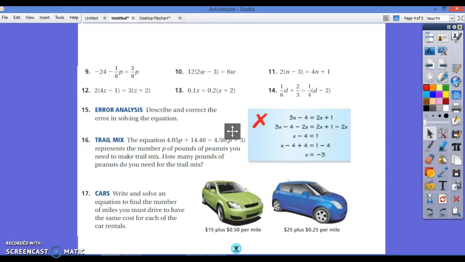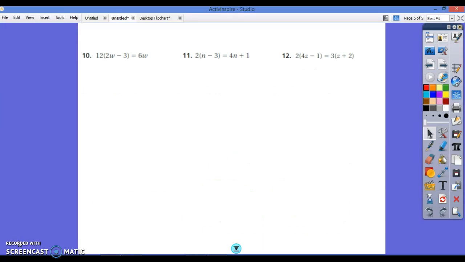Hey everyone, this is a short video for numbers 10 to 17 on page 23. Alright, the first three that we're going to take a look at are numbers 10 to 12. Now, these three types of problems are very similar in terms of you have variables on both sides of the equation, as well as there are some things that you're going to need to distribute.